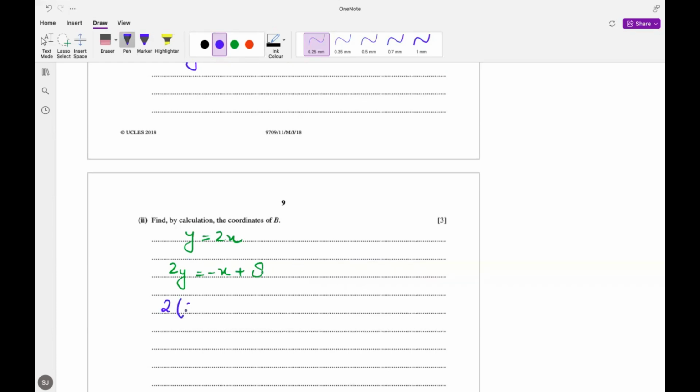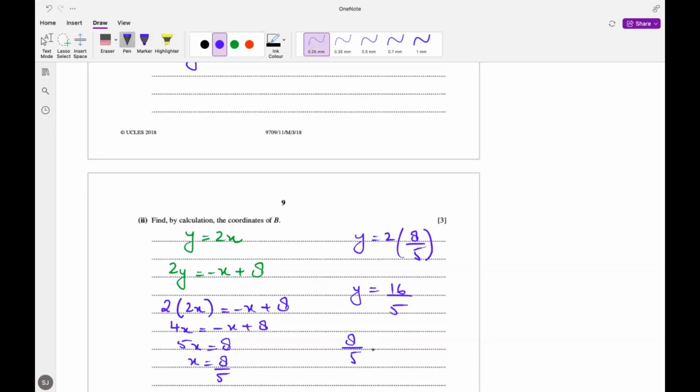Solving them simultaneously, we'll just substitute the value of y is equal to 2x into the second equation. So we'll get 2 times 2x is equal to minus x plus 8. So this will become 4x is equal to minus x plus 8. 5x is equal to 8. So x is equal to 8 upon 5. So the value of y will be y is equal to 2 times x, and as x is 8 upon 5, the value of y will be 16 upon 5.